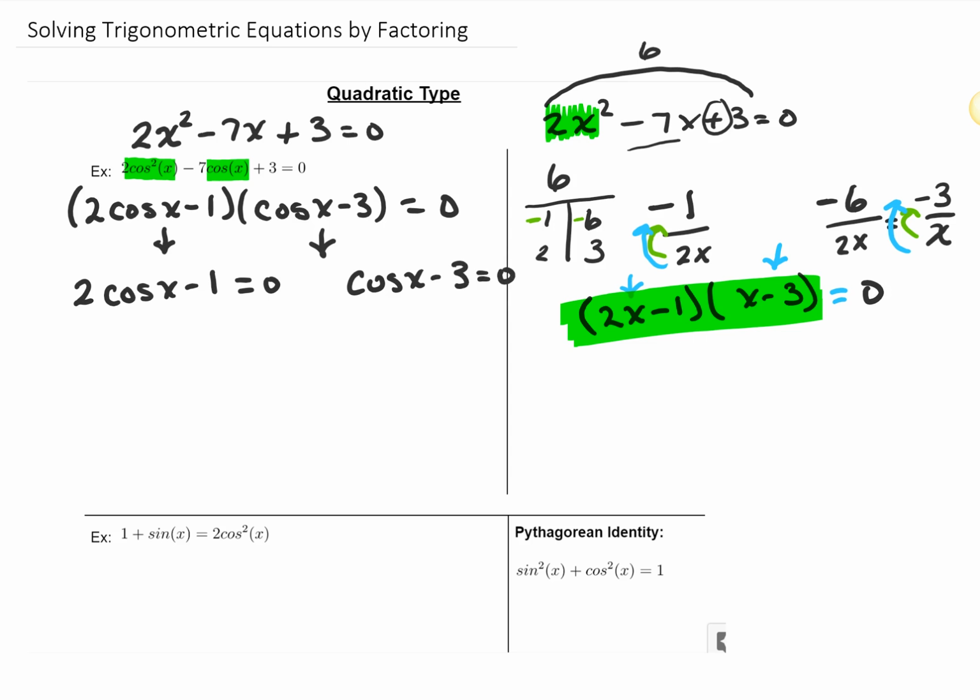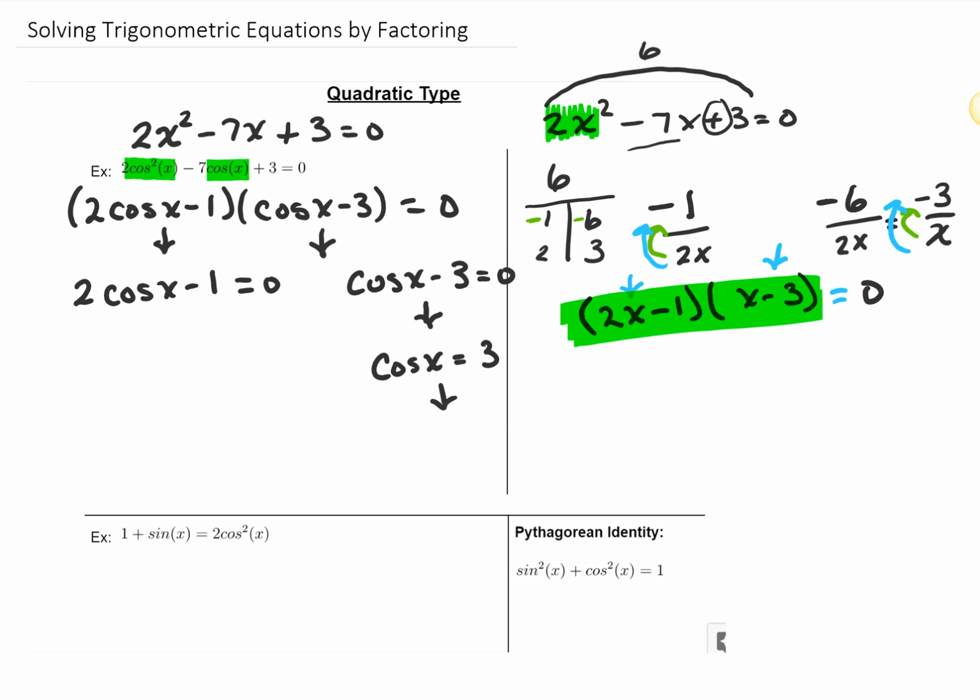I'm going to solve this one first. The cosine of x just equals 3. Well, think about the unit circle for a bit. There's no place where the cosine will equal 3. So this one is actually not a solution.